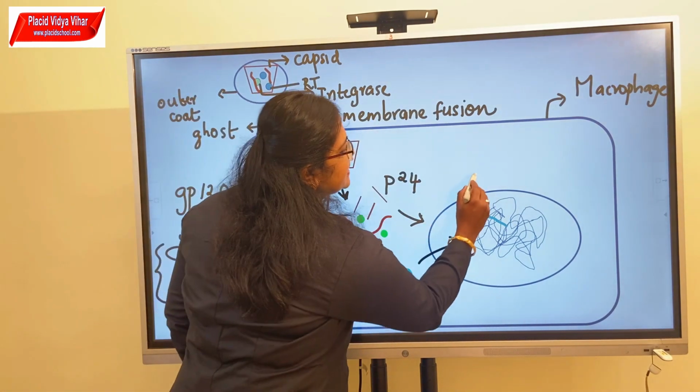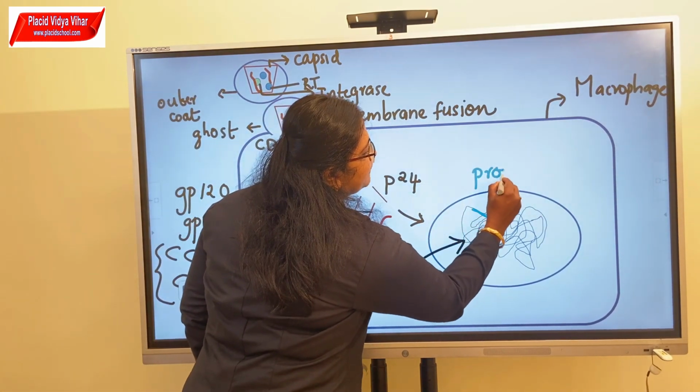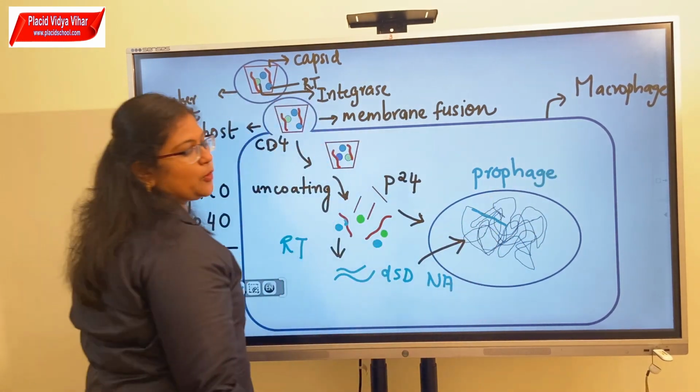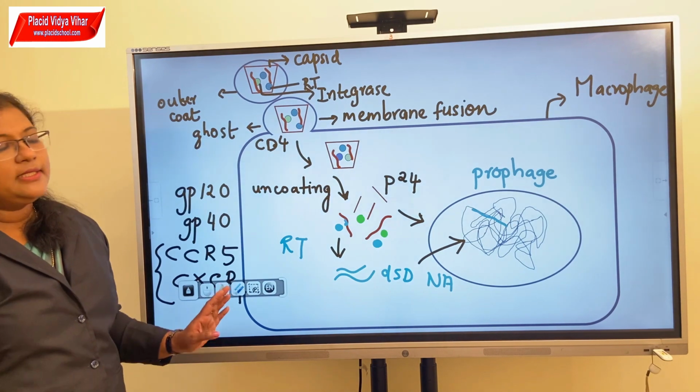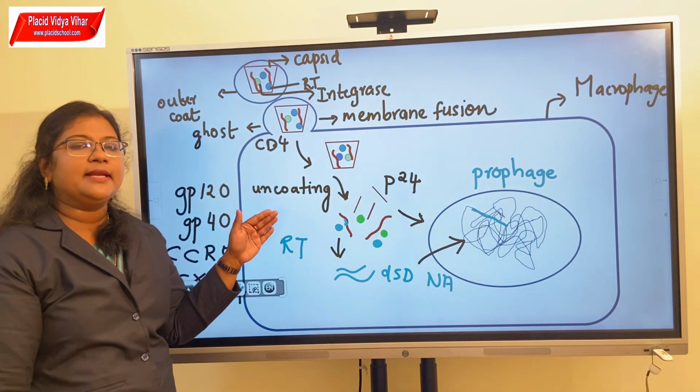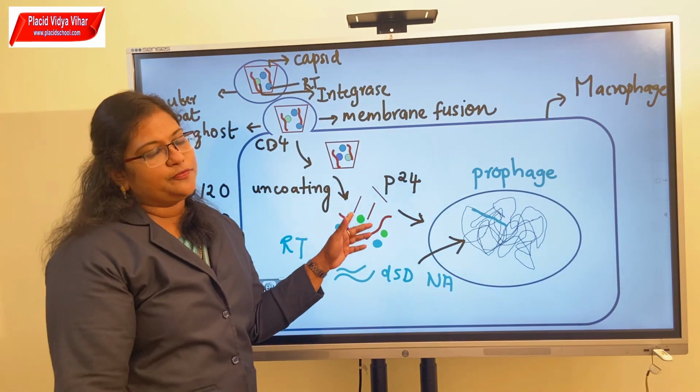This integrated stage of the virus is known as prophage. Is that clear? Now let us see a more detailed diagram of the viral entry and replication inside the macrophage.